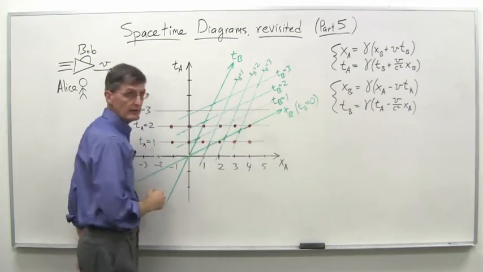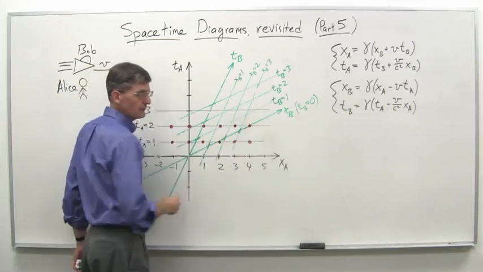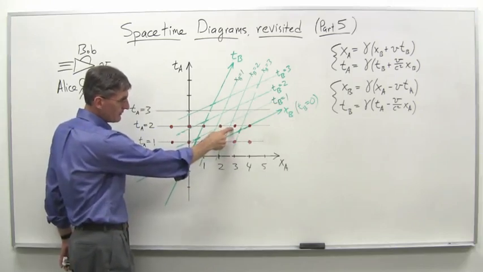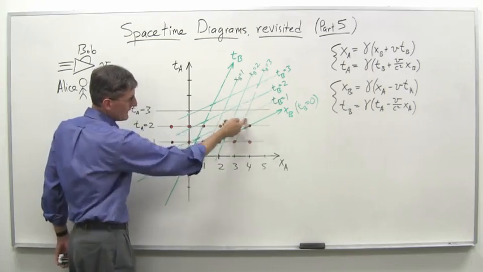Okay, so that's t sub b equals 0. So to Bob, that flash would occur at t sub b equals 0. The next flash here is on a different line of simultaneity for Bob. It's at about 1/2 maybe.